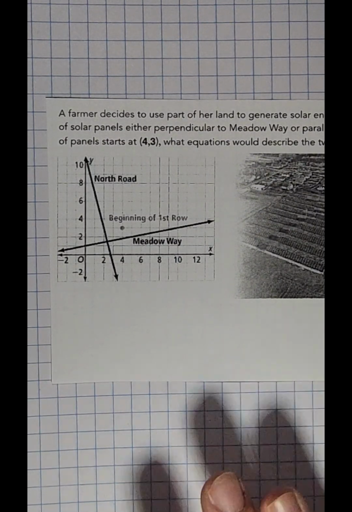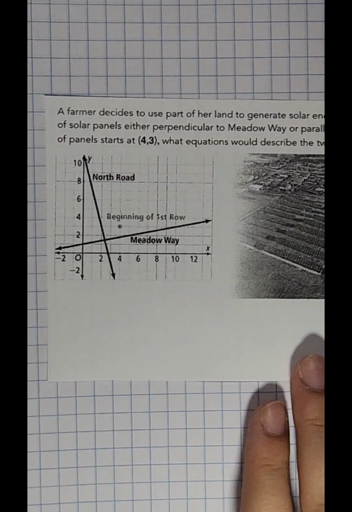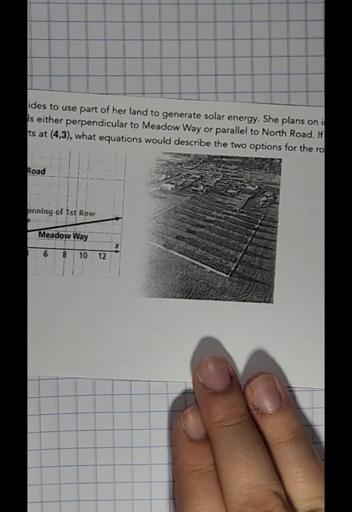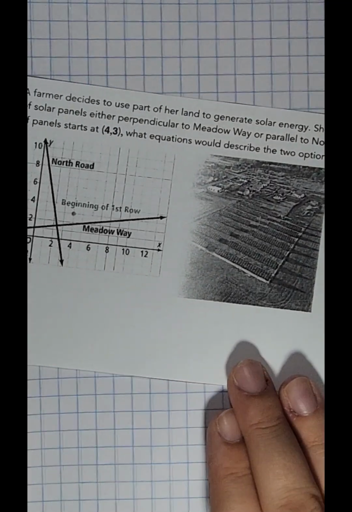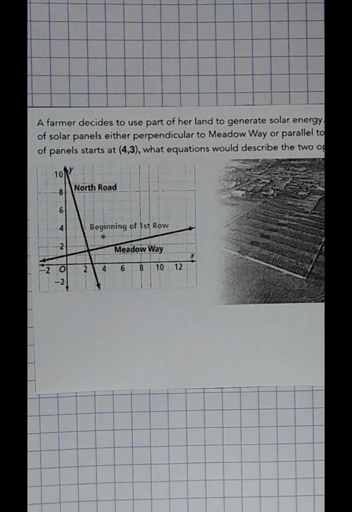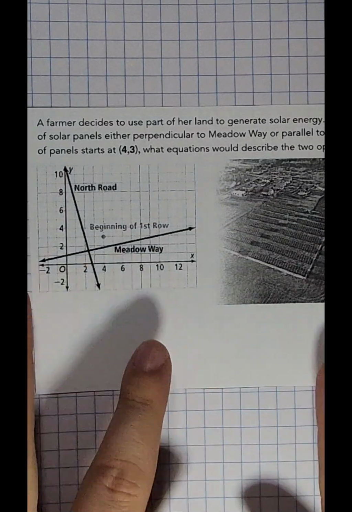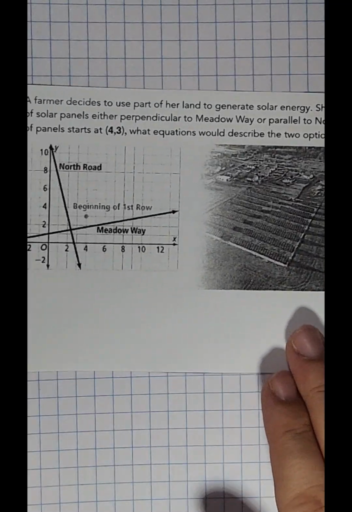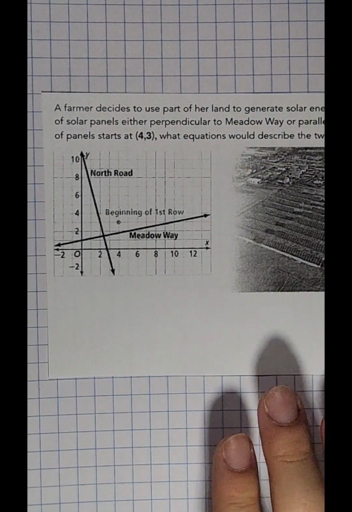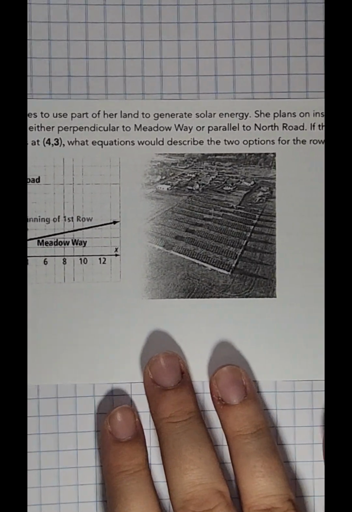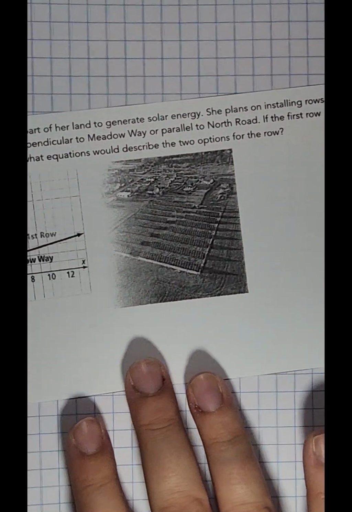All right, we have on this problem, a farmer decides to use part of her land to generate solar energy. She plans on installing rows of solar panels either perpendicular to Meadowway or parallel to North Road. If the first row of panels starts at (4, 3), what equations would describe the two options for the row?